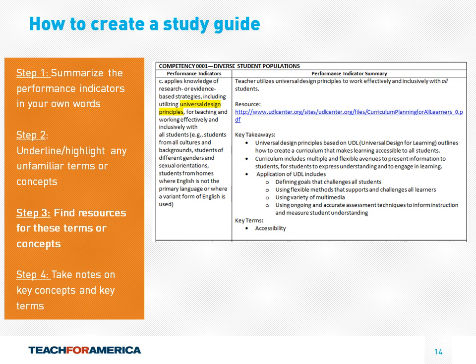Step 3. Find resources for these terms or concepts. Under my resources, I've added a link to my study guide so that just in case I want to revisit the article, it's easy to access. This step requires the most heavy lifting on your part. Finding resources online that are research and evidence-based can be time-consuming. Many resources come in the form of articles or academic research. For this step, I highly recommend teaming up with other core members to divide and conquer this task.